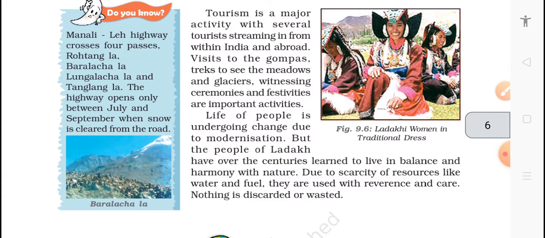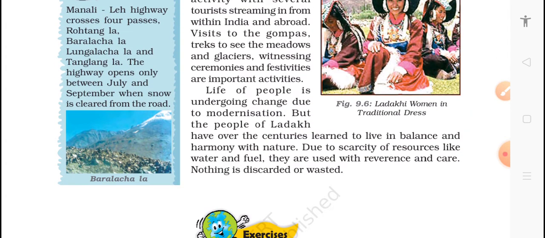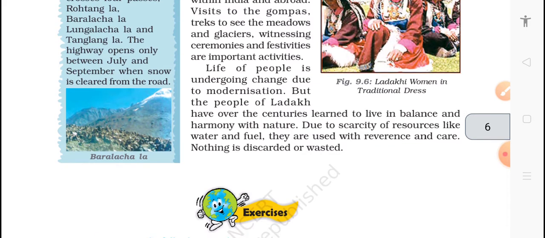So now we'll talk about tourism. Ladakh is a tourist place. Its major activity is tourism, with several tourists streaming in from within India and abroad. Visits to gompas, which means monasteries, treks to see the Mendus and glaciers, and witnessing ceremonies and festivals are important activities.